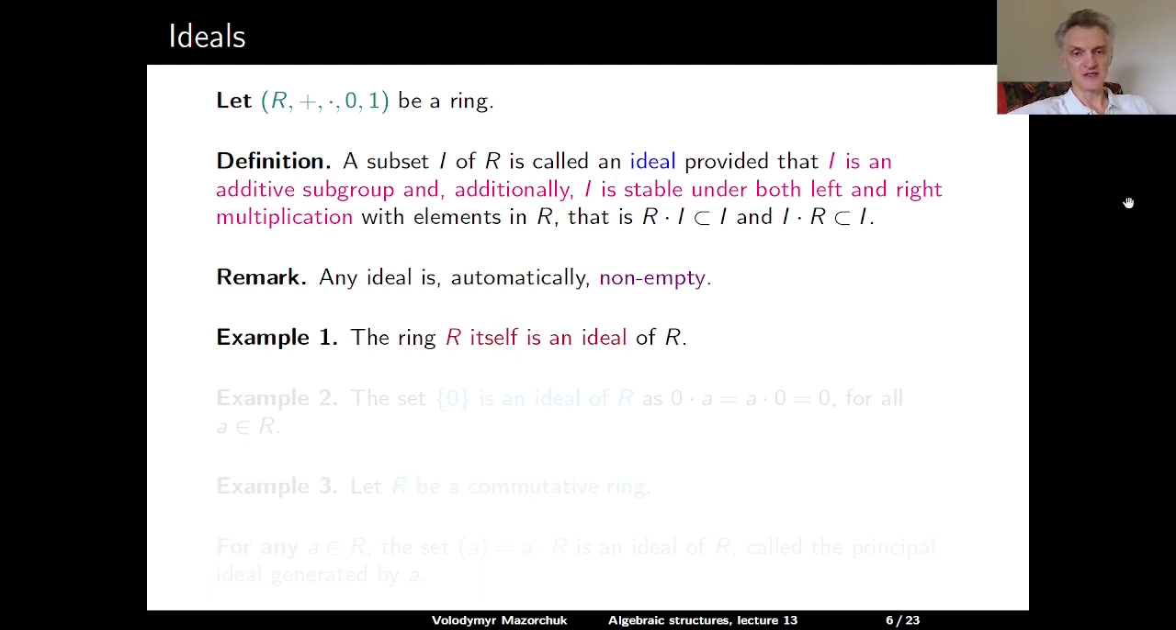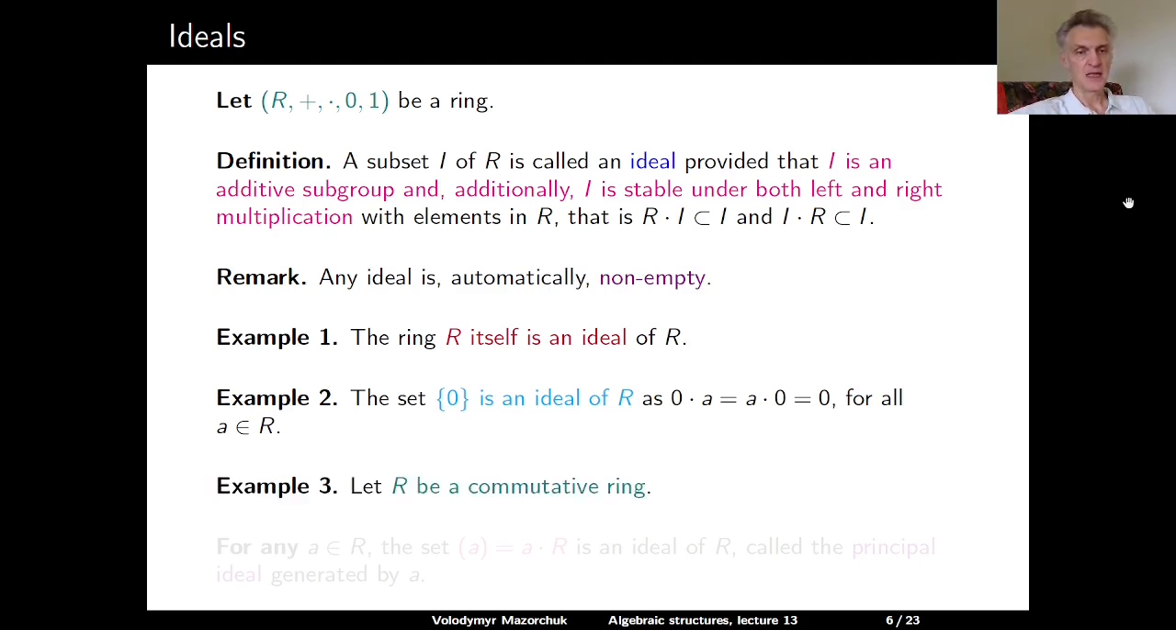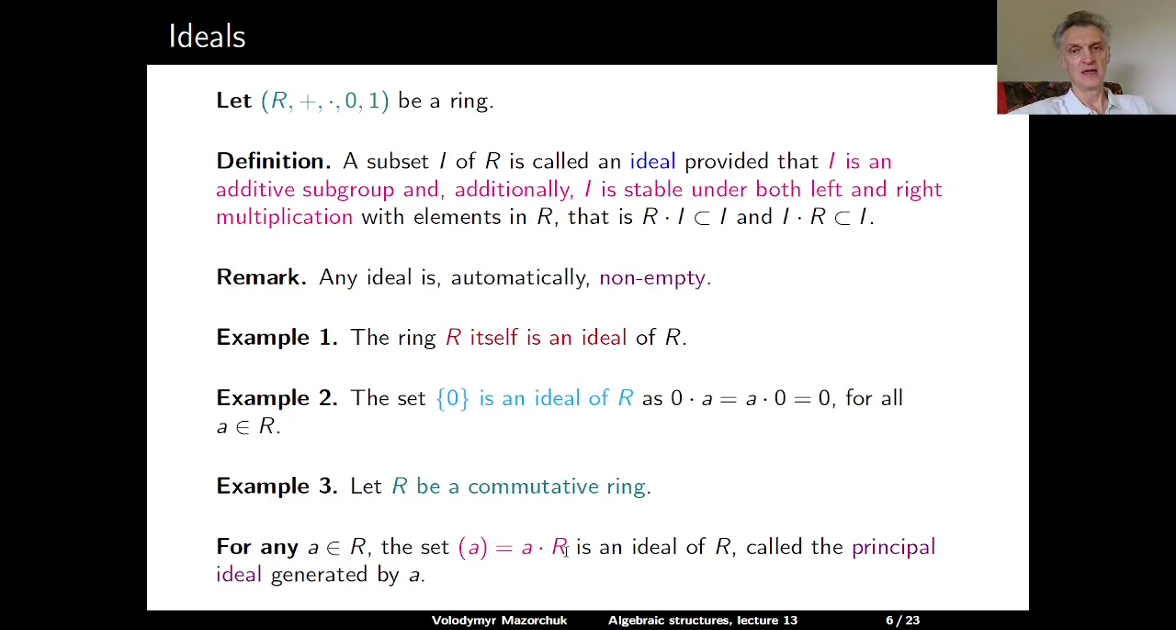For example, the ring R itself is an ideal of R, and the second example, the set {0}, just the singleton set consisting just of the 0 element in R, is an ideal of R. That's because if you multiply 0 with any other element, we will get 0. Example 3, let R be a commutative ring. Then for any element A in R, we can consider the set (A), that's the set A times R, so the set of all elements in R which are divisible by A. This is an ideal of R called the principal ideal generated by A. So you need distributivity to show that this is an additive subgroup, and then the fact that it's stable under multiplication with R is obvious from the definition.